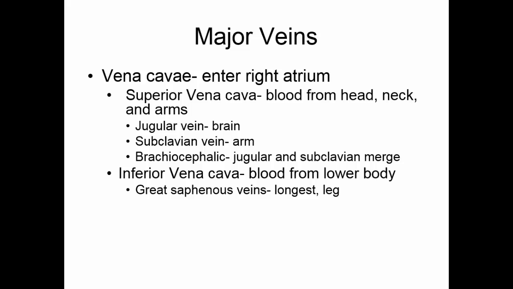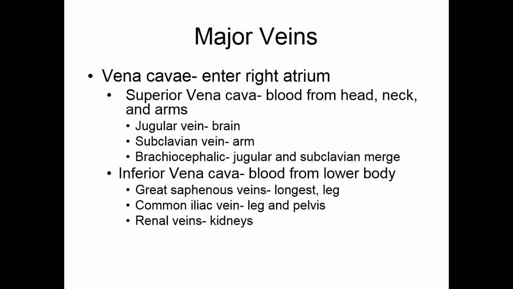We also have some superficial veins. The great saphenous vein is a superficial vein that's found in the leg. It's one of the longest veins in your body. The common iliac vein will drain blood from the leg and the pelvis. The renal veins will drain blood from the kidneys, and the hepatic veins will drain blood from the liver.